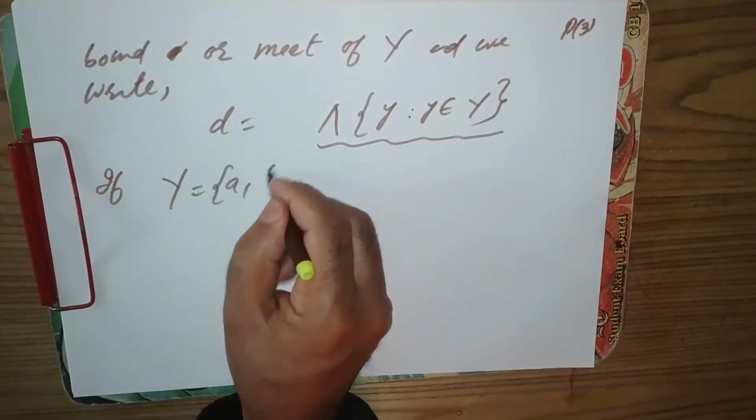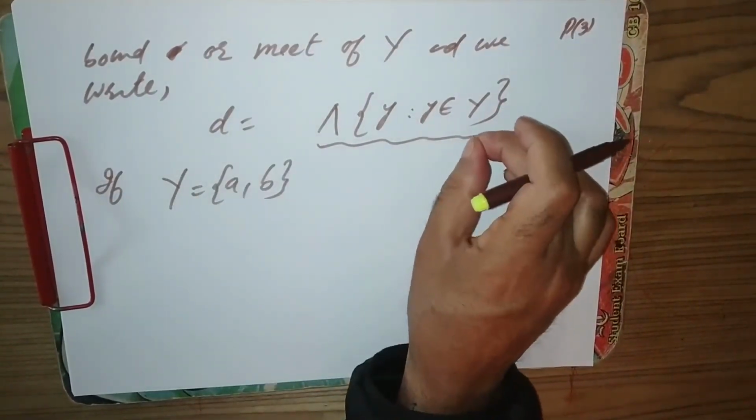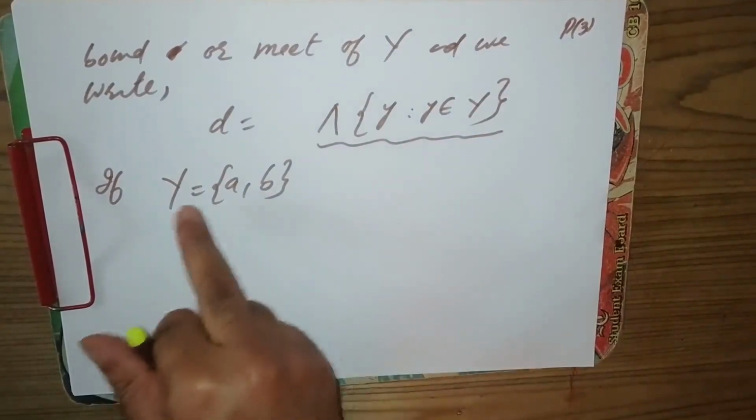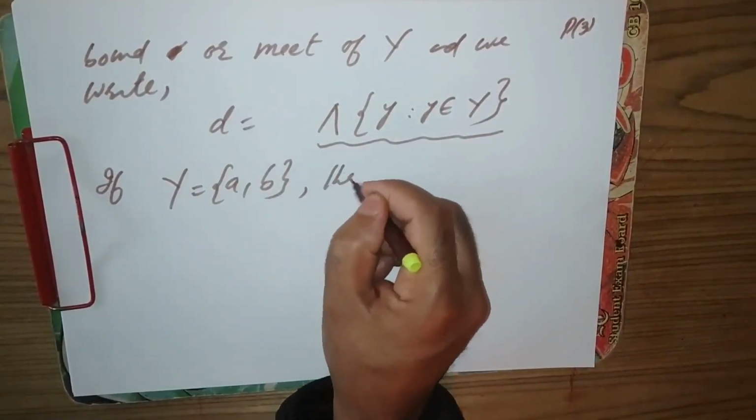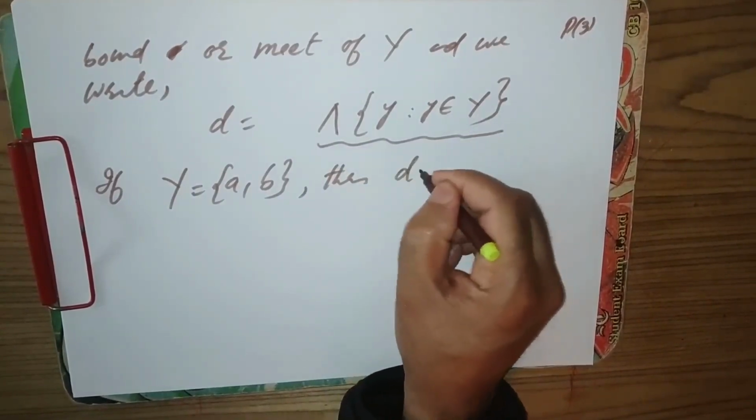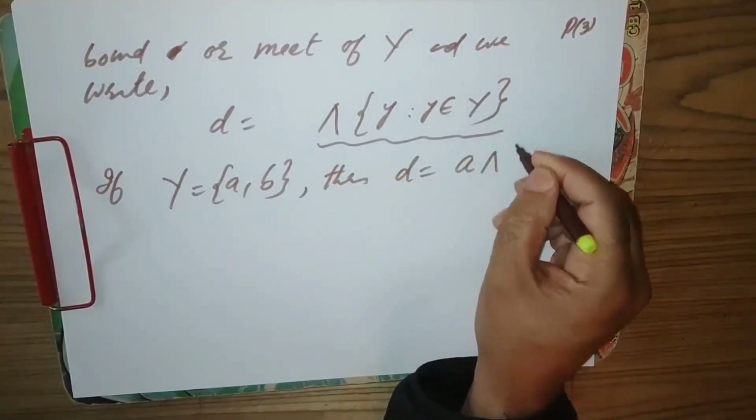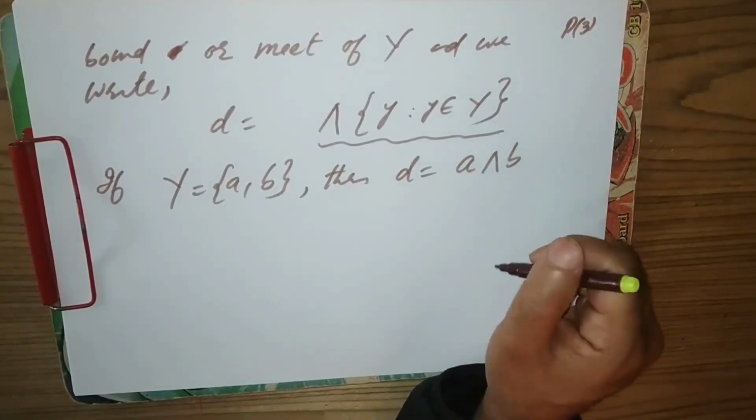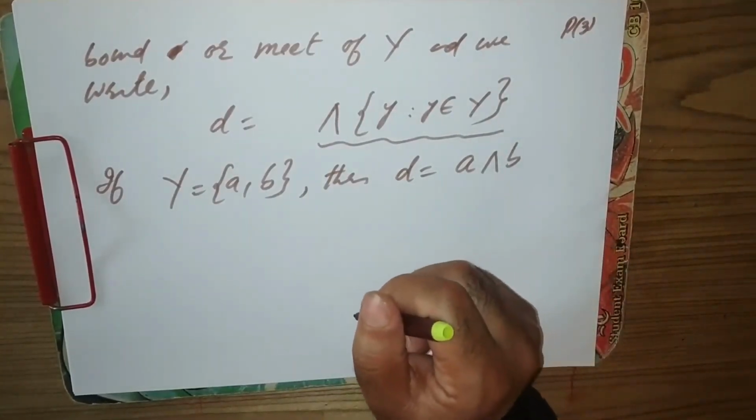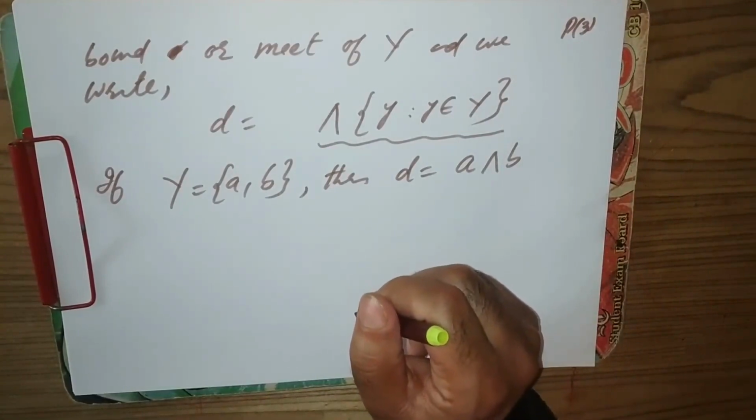Now in case Y consists of only two elements, suppose Y is equal to {a, b}. This is the general definition for any subset Y of X, but in case Y consists of only two elements, then we write this greatest lower bound as a meet b. That is the notation for a two-element subset.